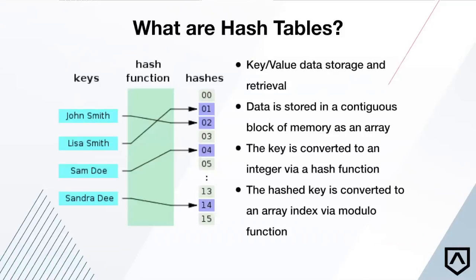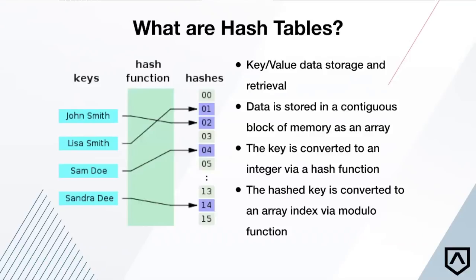So how do hash tables work? Hash tables are basically an implementation of key and value data storage and retrieval. And the way that works is an array is declared. And if you remember from data structures, arrays are blocks of contiguous memory which allow for constant time access. What that means is that each element of an array is right next to each other in memory, which means that if you want to get to the fifth element, all you have to do is multiply 5 times the size of your data, and you can skip right there.